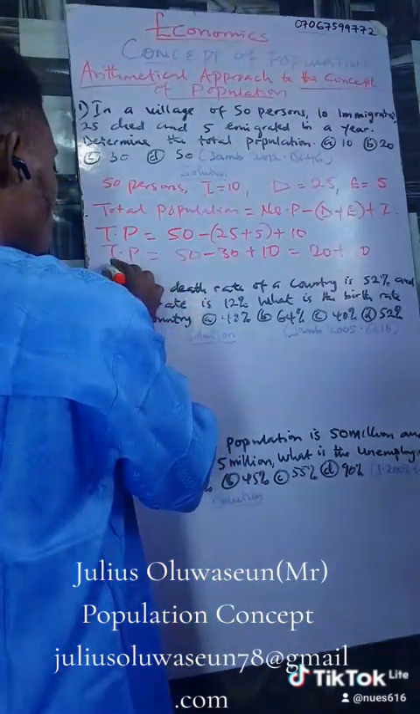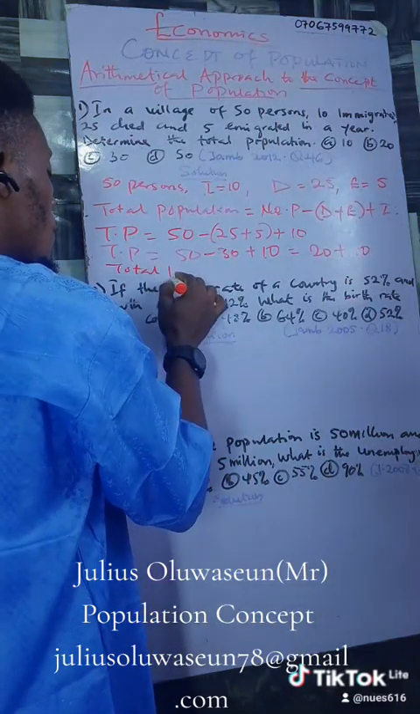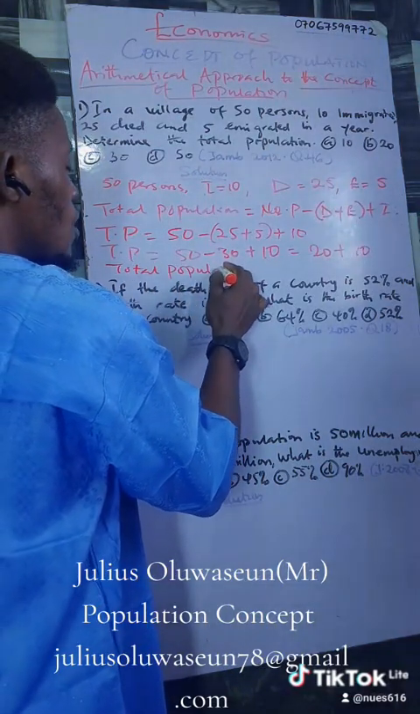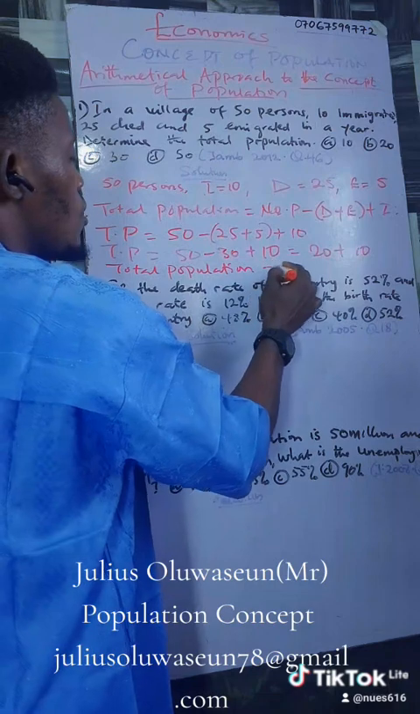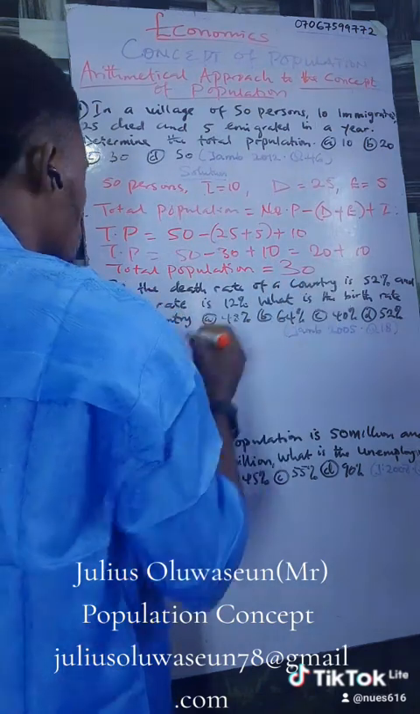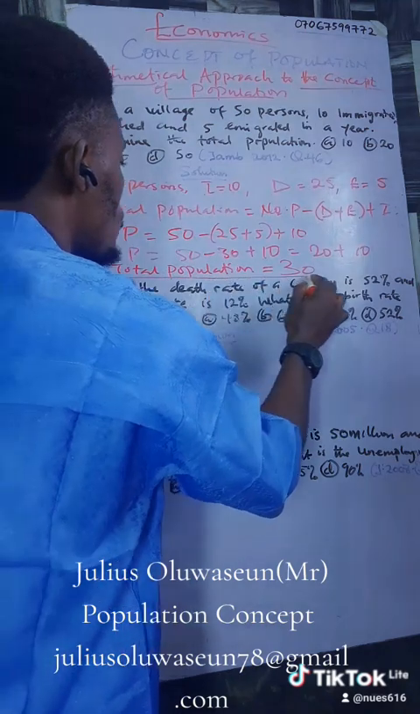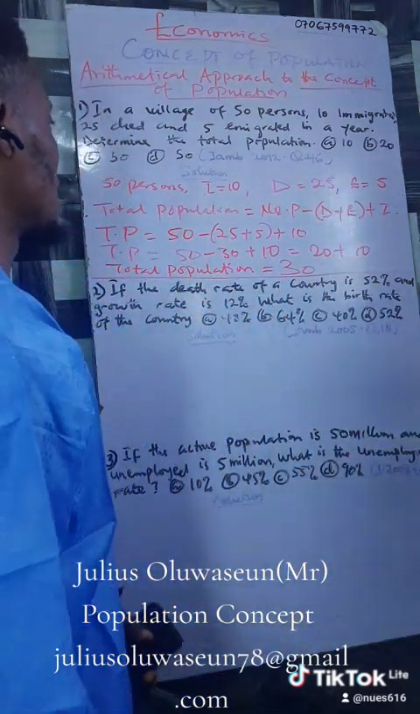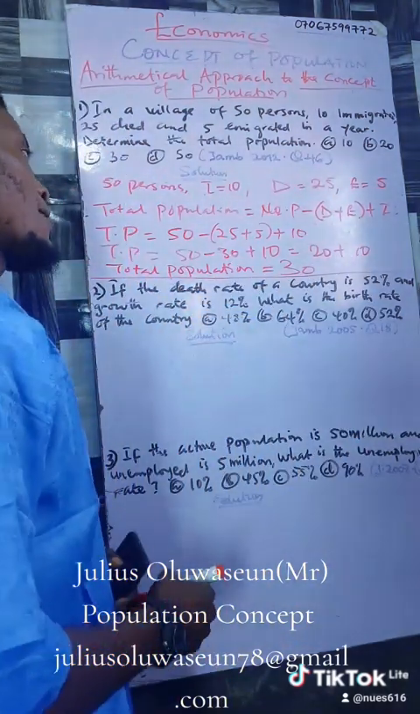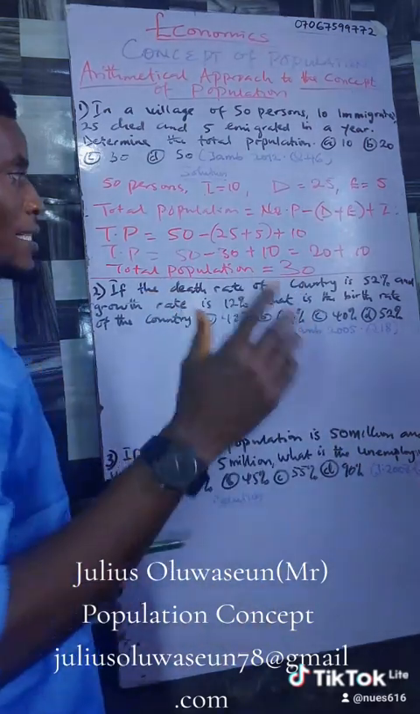So that means that our total population is going to be 30. So this will be our final answer. Am I communicating? Now you know how we come across our 30. This is the process for your better understanding.